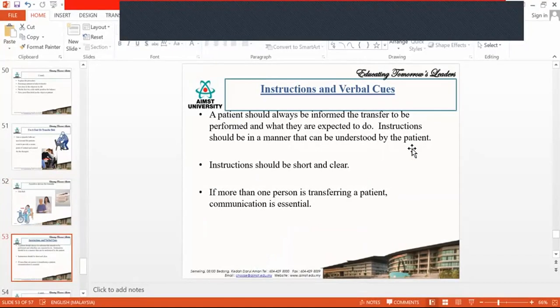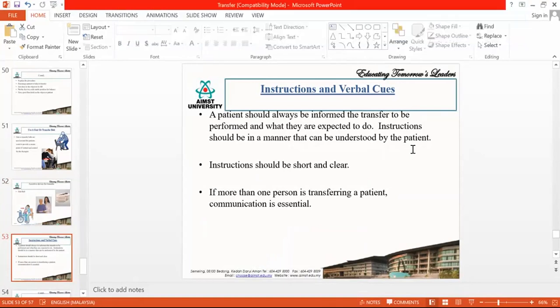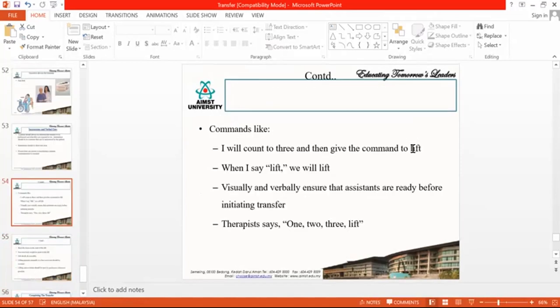So as I said earlier, one of them has to be a leader and give instructions, and keep on guiding the others so that they are able to understand you. Whenever you are giving an instruction, be very clear. Don't think that the others will be able to understand your body language. It is not like that. Open your mouth and give a clear instruction, and talk to them properly. Then only you will be able to transfer the patient without any problem.